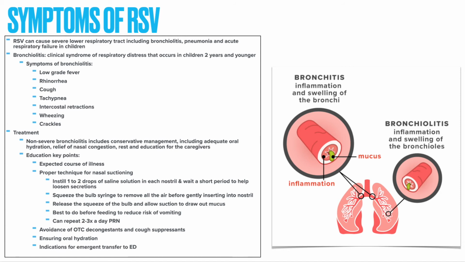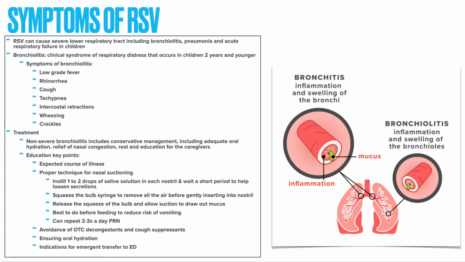So bronchiolitis, this is a clinical syndrome of respiratory distress that occurs in children 2 years and younger. So symptoms of bronchiolitis include a low-grade fever, rhinorrhea, cough, tachypnea, intercostal retractions, and then wheezing and crackles. So the treatment for non-severe bronchiolitis is going to include generally supportive care, and this is increasing oral hydration, relief of nasal congestion, rest, and then education for the caregivers is really important.